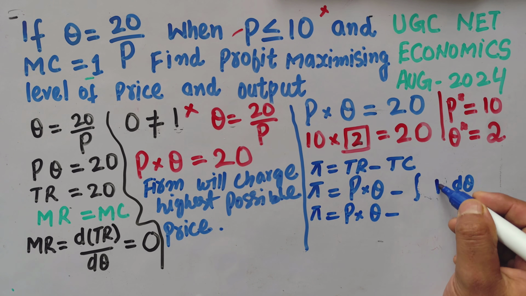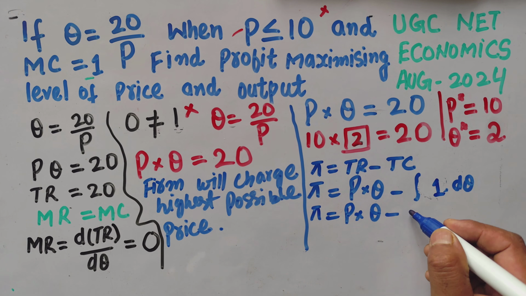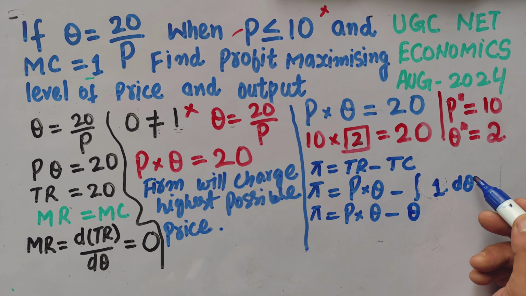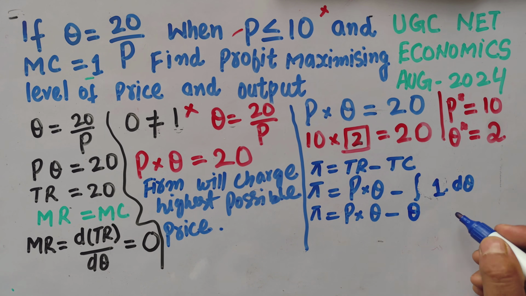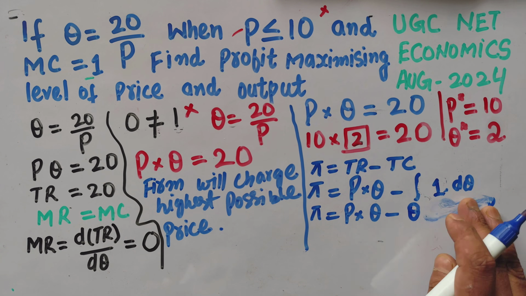So let's write it here, 1 this time. The integral of 1 is Q here. So we will get Q plus the constant of integration, and we assume the fixed cost is equal to 0, so we will not write the constant of integration. So this is our profit function.